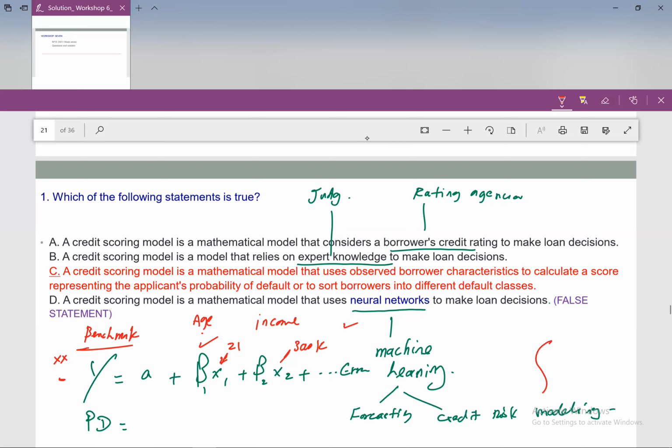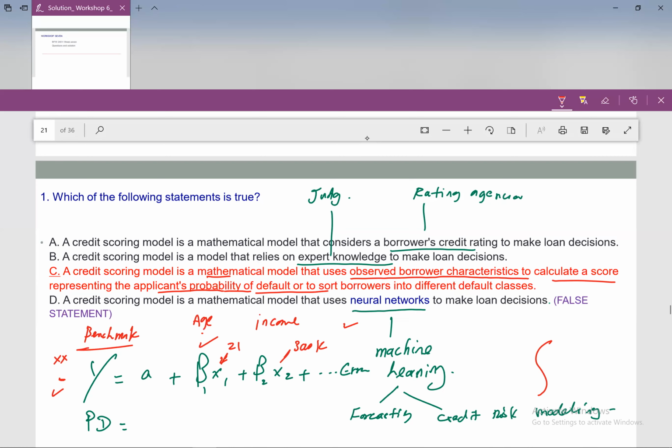I am not asking about this, just for explanation. You are not responsible for the regressions and tests, whatever. Just to let you understand, when we say a credit scoring model is a mathematical model, yes, it is a mathematical model that uses observed borrower characteristics, the age, the income, the number of family members, the address. These are the observed characteristics used to calculate a score representing the applicant's probability of default. This is how I want you to understand it.